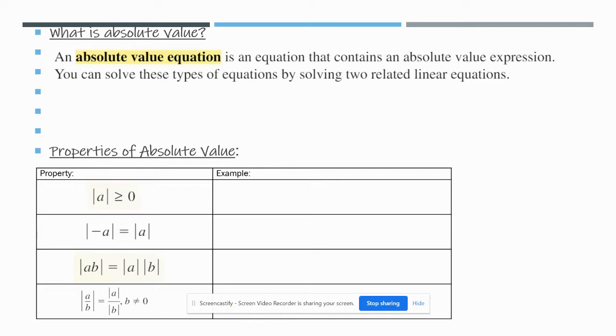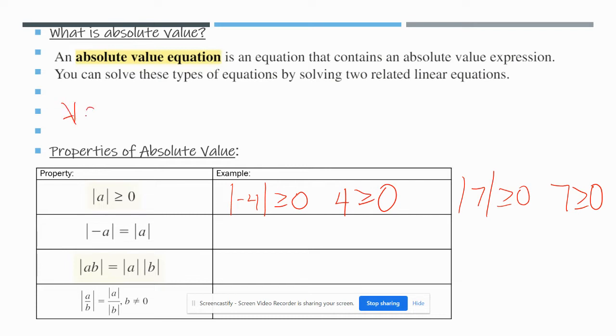A few reminders of absolute value. Absolute value always has to be greater than or equal to 0. So we can have the absolute value of -4, which is 4. Is 4 greater than or equal to 0? Yes. The absolute value of 7 is 7. Is 7 greater than or equal to 0? Yes.